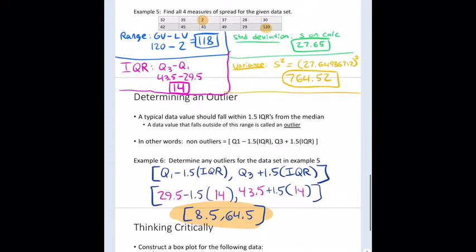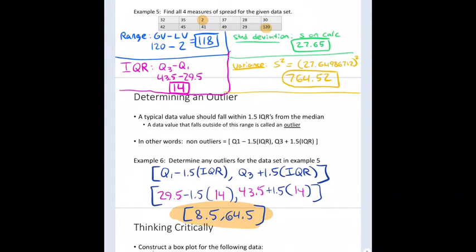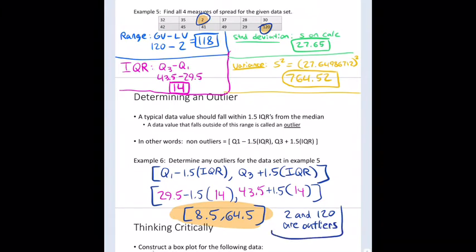So I'm going to look at my data set here. And if I look at my data set from example 5, I see two numbers. I already highlighted them for you. I see two numbers here, 2 and 120, that are outside of the range. All the other numbers are between 8.5 and 64.5, but not 2 and 120. So 2 and 120 are outliers because they are outside of that range of normal values.